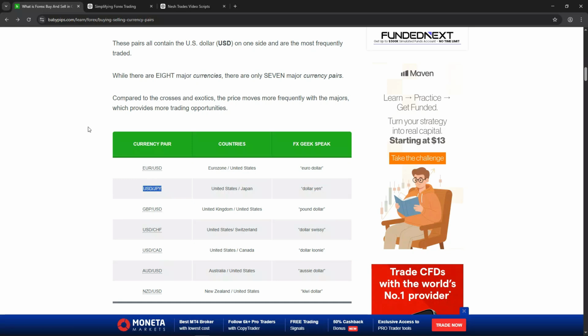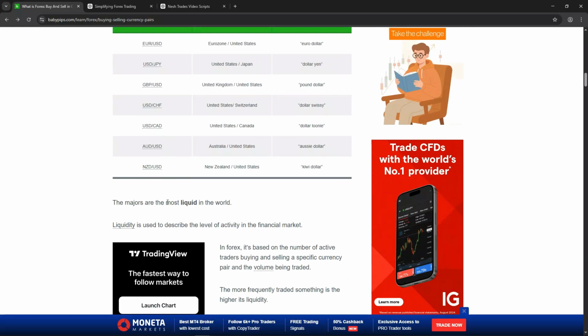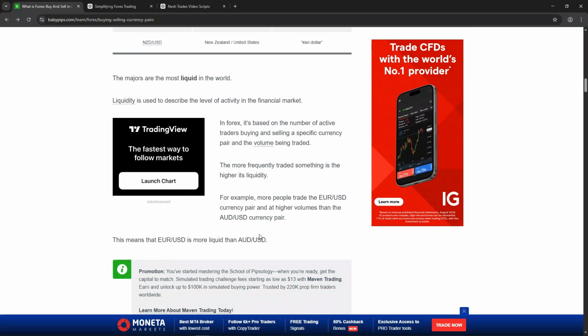Now, the reason these pairs are so popular is because they have high liquidity. Liquidity simply means how active the market is or how easy it is to buy and sell a currency pair. So the more people trading a pair, the higher its liquidity. For example, Euro USD is traded more than most pairs, which makes it one of the most liquid. And in simpler terms, major pairs are the most popular and easiest currency pairs to trade.